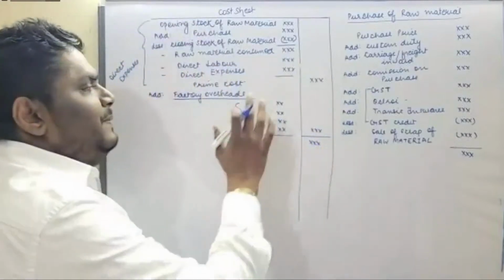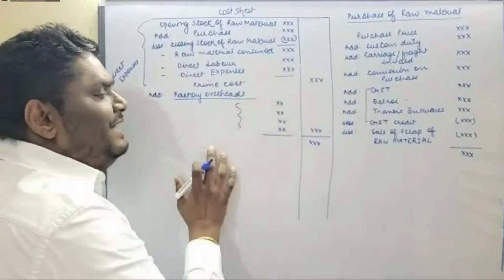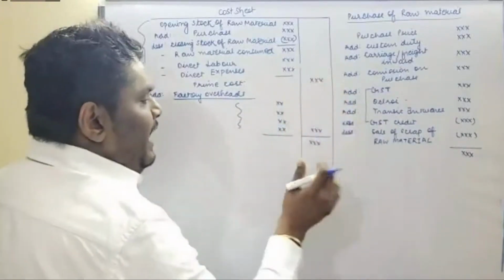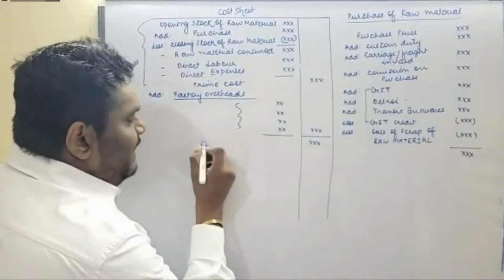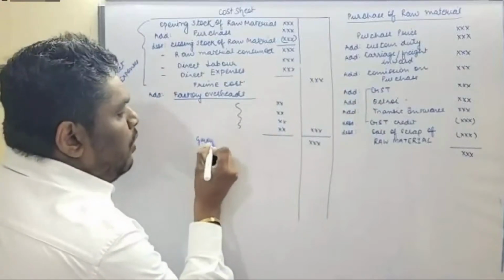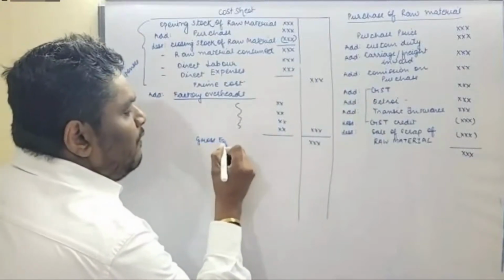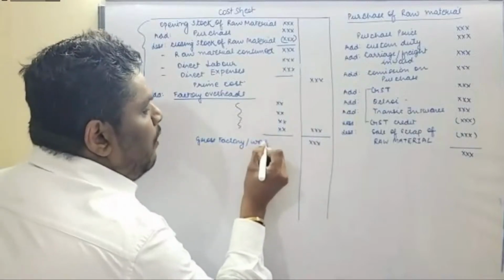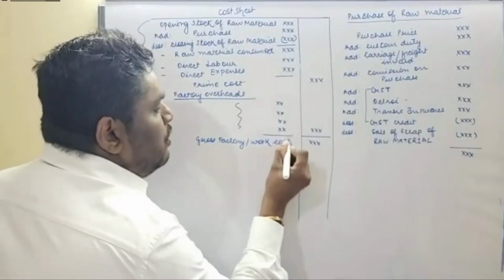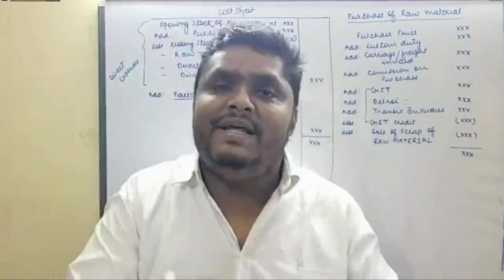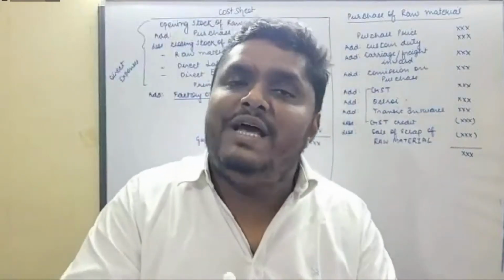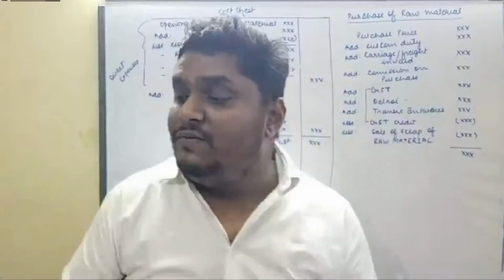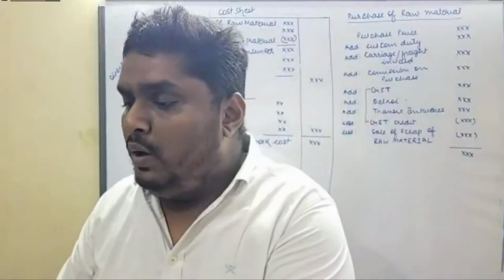I repeat again, in prime cost, we will add all the factory overheads. So in simple terms, prime cost में अगर हम लोग सारे factory overheads add कर देंगे, तो we will get the gross factory cost or work cost.